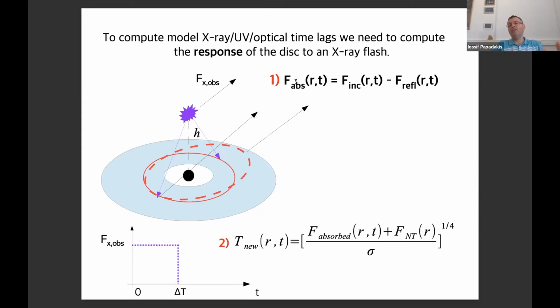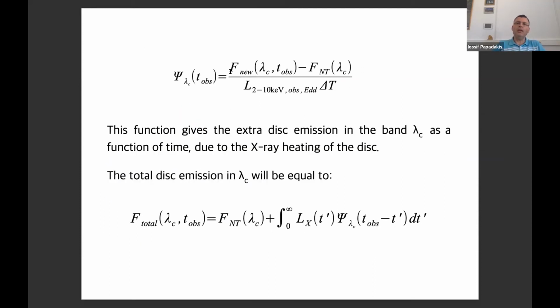Knowing how much flux is absorbed, we know the new temperature of the disk, and then we subtract from the extra flux that the disk is emitting the flux that is due just to the standard disk model, and this gives the excess flux at each time, as observed by the observer. This exactly is the response function of the disk at each particular wavelength. Of course, I explained all this very, very quickly. If you like, we can discuss that later, but it can be done by taking into account all the relativistic effects.